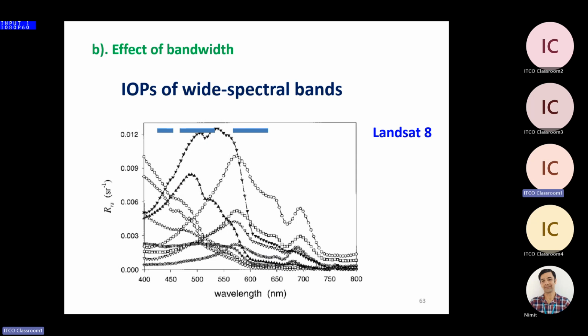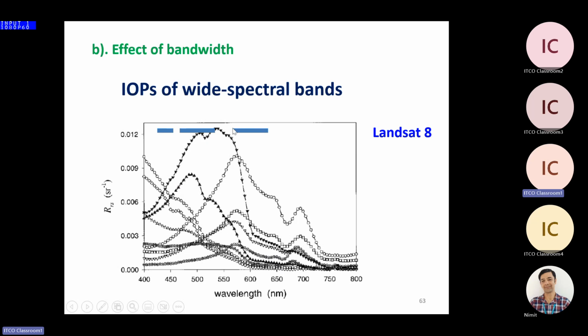Bandwidth, we also have to keep that in mind. Here is a hyperspectral measurement. Basically, that is a field radiometer with a resolution of 5 nanometers, so you can get this continuous measurement. But for other sensors, the bandwidth, as I use the example here, is very high, like Landsat 8.